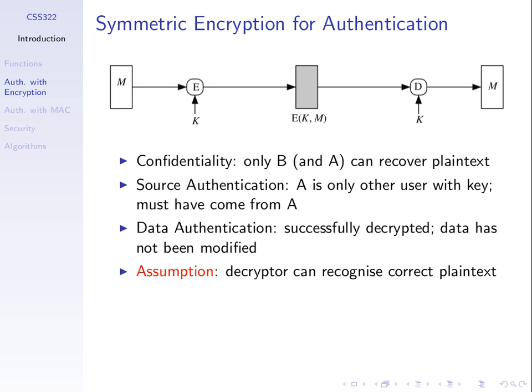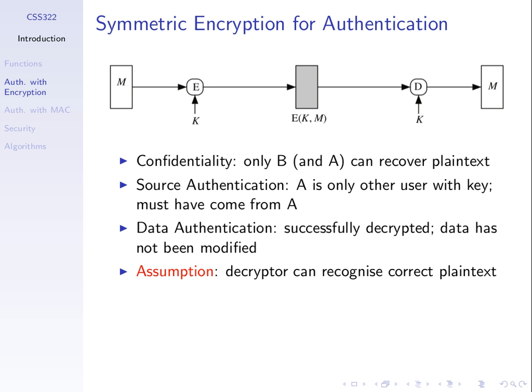It can be used to provide source authentication because if user B that receives it successfully decrypts with key K, then B assumes that it must have come from user A because only A and B know key K. It's a shared secret between two users only. So that's authenticating the source. If it successfully decrypts, it must have come from the other person who has that secret key.